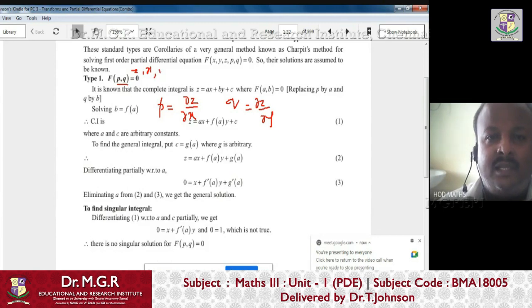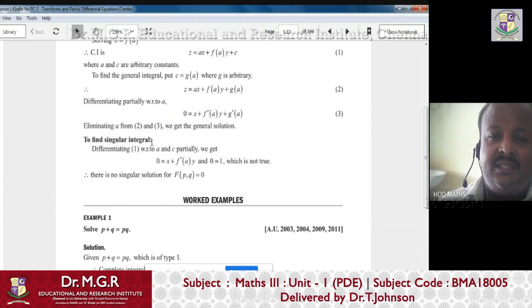But you may tell, sir, P and Qs have z, x, y. Yes, inside P and Q, z, x, y are there. But explicitly in the PDE, only P and Qs are available. If such a case is there, then that type is called type 1 PDE.